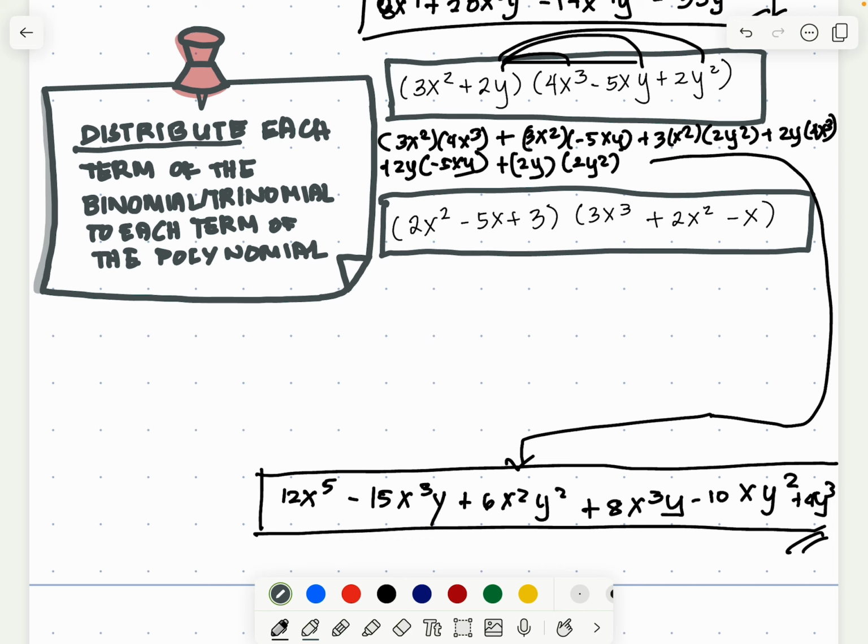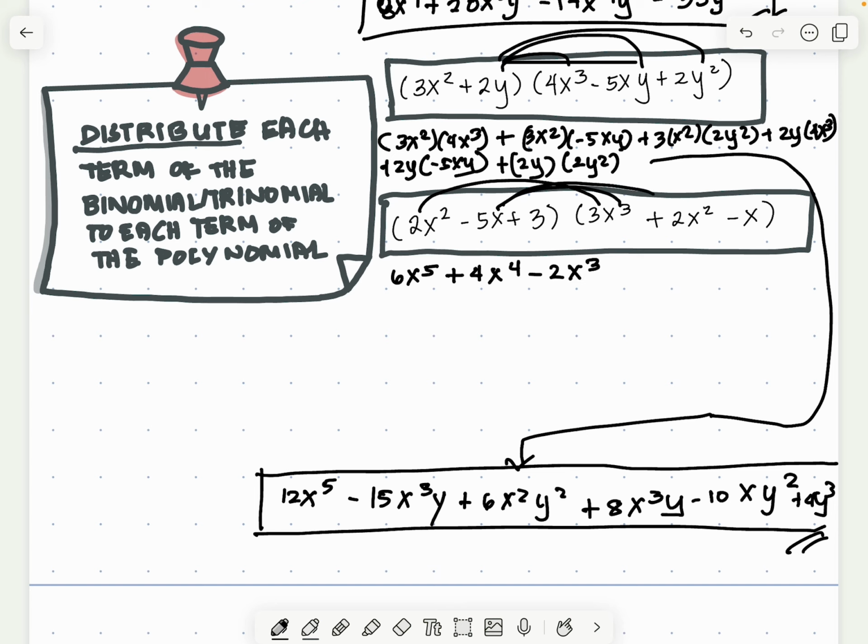For number 3, same thing. You have to distribute each term of the trinomial to each term of the other trinomial. So with that, you have 2x cubed. Okay, I'll make this direct already so that we will have enough space. So I will distribute 2 first. So you have 2x squared times 3x cubed, that would be 6x raised to 5. And then plus 4x raised to 4th, minus 2x cubed.